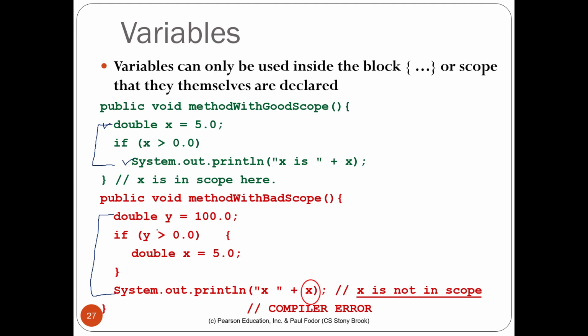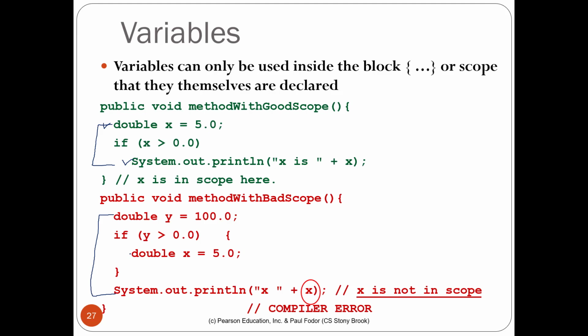Let's see, if y is greater than 0.0, which is the case, right? y is 100, which is greater than 0.0. So what you did in this if block is declare a variable x which is of type double and its value is 5. Now you're trying to print x outside this block, so this will not work.